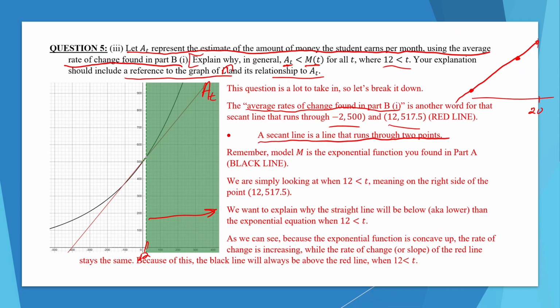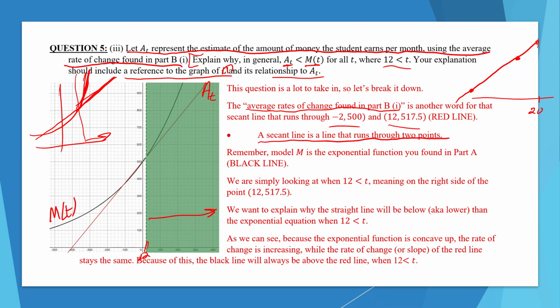And then remember, model M of t is that exponential function that we found in the very first part of this question, when we found the constants a and b and wrote our 2 equations. That was working off of M of t. And we can see graphically, right? You won't necessarily be able to do this with Desmos all the time, but we can see from the general shape that if you have an exponential function running through 2 points, then to the right of this point here, this exponential line will always be greater than the straight line.